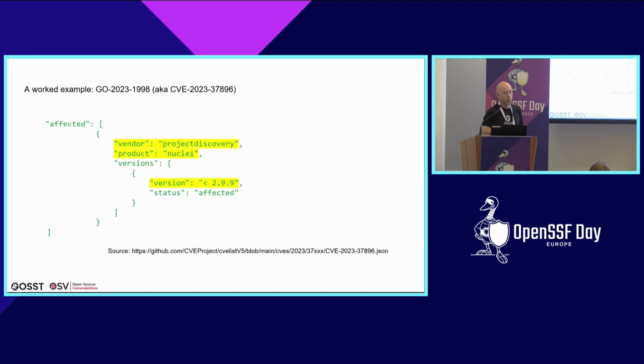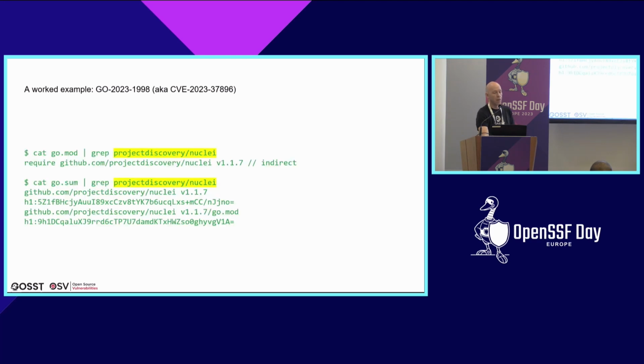So here's a worked example of a Go vulnerability from earlier this year. Let's compare and contrast the level of actionable information that you get from a CVE record and the same OSV record. First, let's take a look at the CVE record. I've zoomed in here on the affected field. In this particular case, we have a version number. We're saying that less than 2.9.9 is affected. And thanks to how Go records its dependencies, we can eyeball our go.mod or go.sum file and determine that we're using version 1.1.7. So based on this information, it sounds like we're impacted by this vulnerability, right?